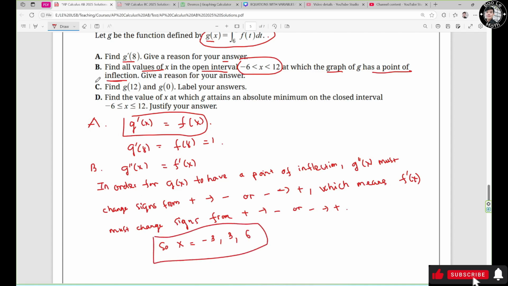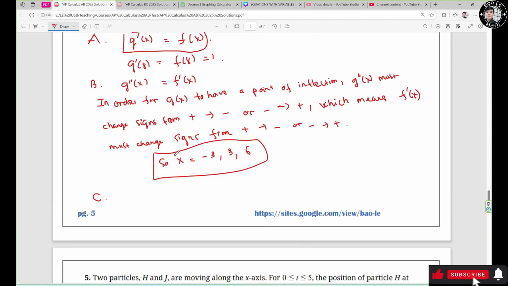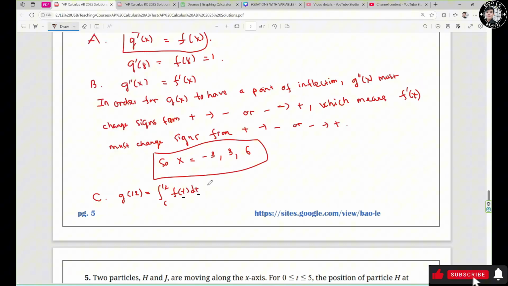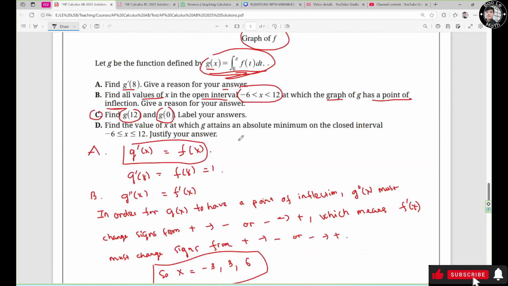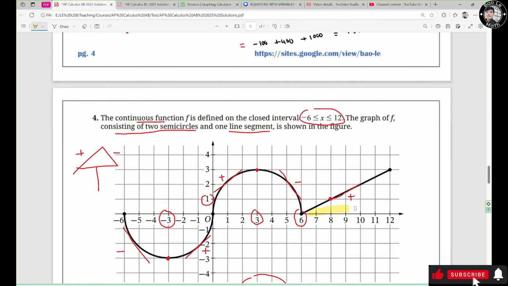Now let's move on to question C. Find g of 12 and g of 0. Alright, so we have g of s equal this guy right here. So you have g of 12 is going to be the integral from 6 to 12 of f of t dt. Now since this variable and this variable are the same, you just change this one to s. So the integral from 6 to 12 of f of s ds, so that you can use the graph right here. Now 6 to 12 means this region right here.